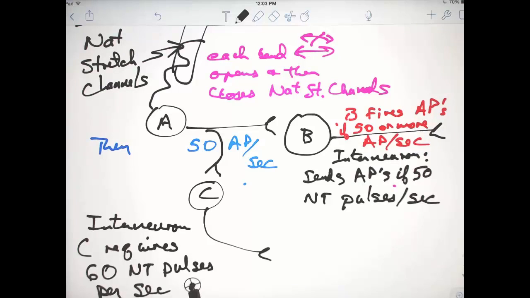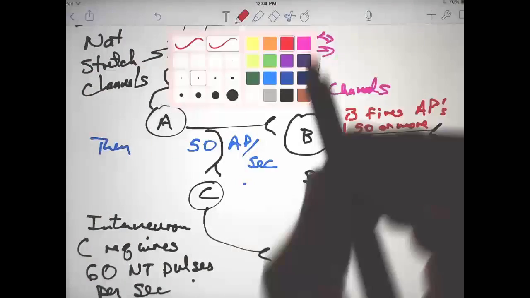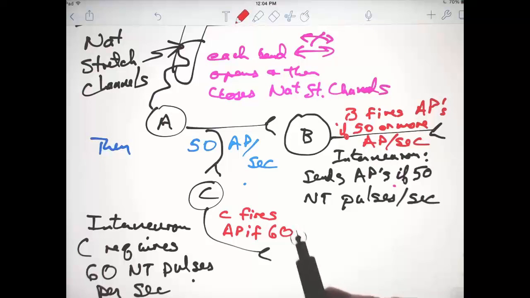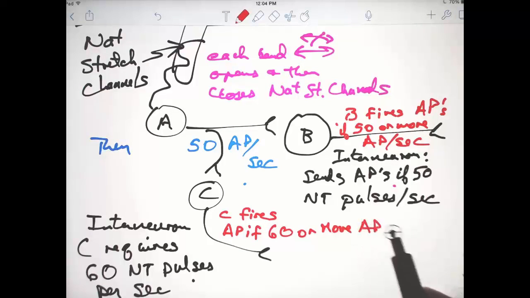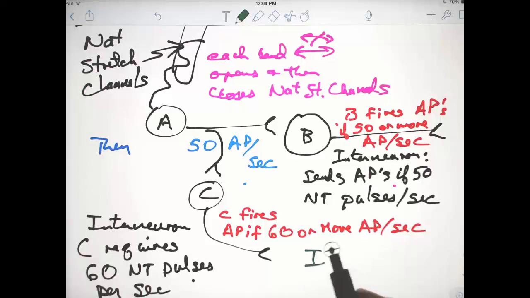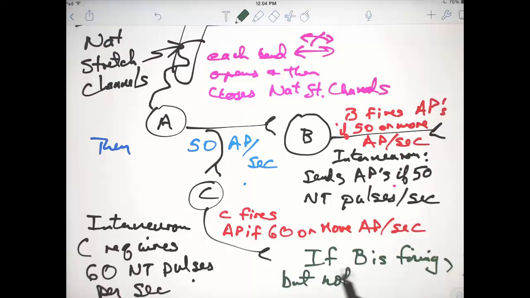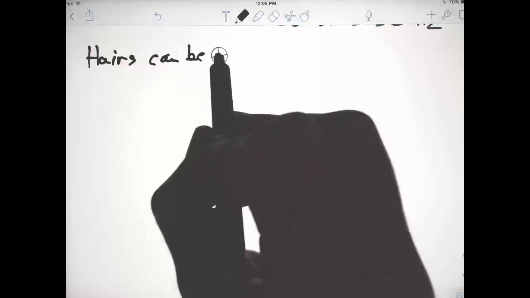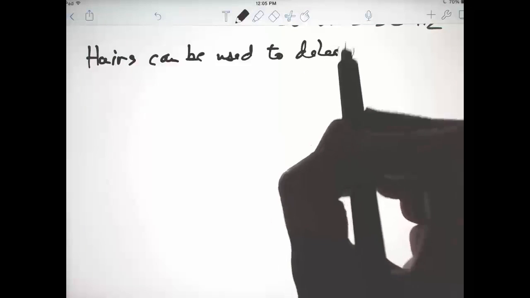And now imagine another interneuron C that requires 60 pulses of neurotransmitter, in other words, temporal summation from 60 pulses of neurotransmitter. It won't fire action potentials if there are fewer than 60, but C will fire action potentials if there are more. So let's imagine that interneuron B is firing, but C is not. Then that must mean that the sound is about 50 hertz, 50 cycles per second.